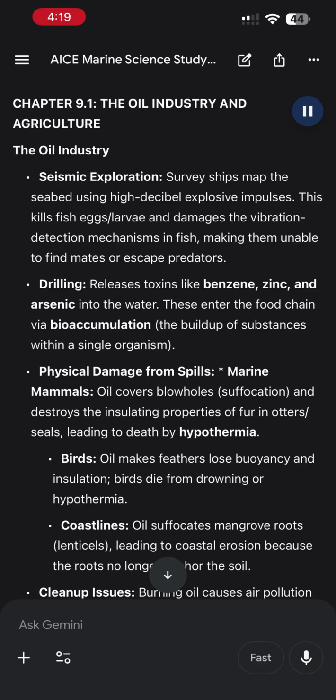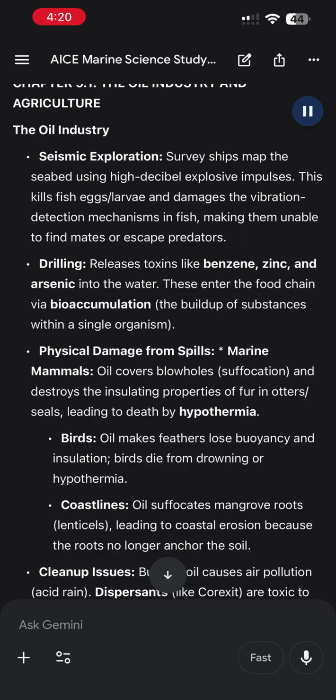Drilling releases toxins like benzene, zinc, and arsenic into the water. These enter the food chain via bioaccumulation, the buildup of substances within a single organism. Physical damage from spills, marine mammals. Oil covers blowholes, causing suffocation, and destroys the insulating properties of fur in otters/seals, leading to death by hypothermia.